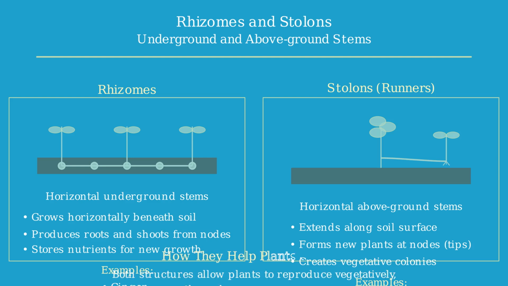Both rhizomes and stolons are efficient means of asexual reproduction, allowing plants to spread vegetatively without seeds. This strategy helps plants rapidly colonize favorable habitats and is especially advantageous in environments where flowering and seed production might be challenging.